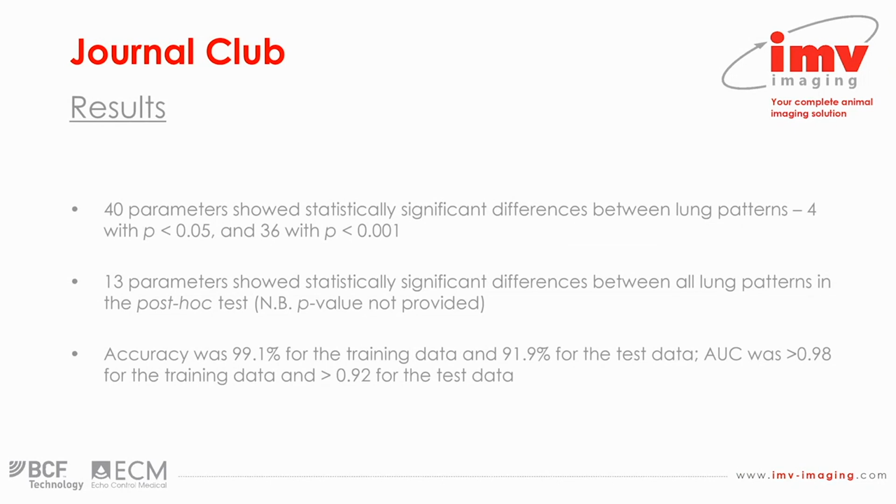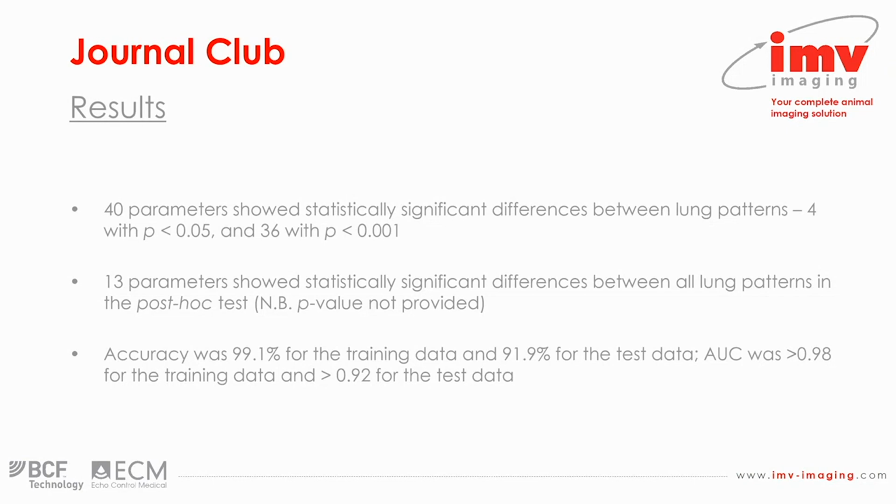40 of the 44 parameters showed statistically significant differences, 4 didn't. 4 of those were with a p-value of 0.05, which had been set as the acceptable level for the study. 36 of those outperformed that and had p-values at less than 0.001. And then in the post hoc test, 13 of those 40 parameters showed statistically significant differences between all the lung patterns, so each from each other. However, the p-value and confidence intervals are not presented for that data.